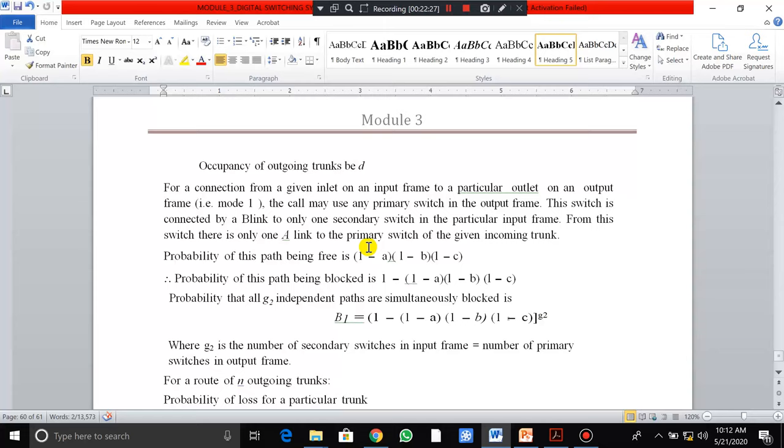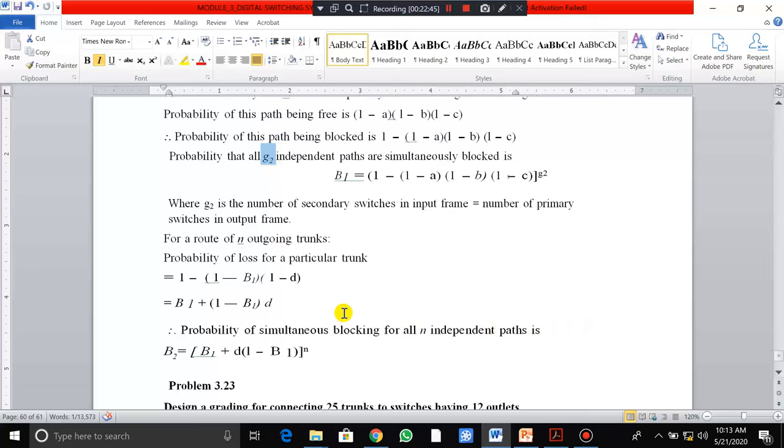Then the probability of the path is 1 minus of a into 1 minus of b into 1 minus c, and the same thing I told for blocking, and this is for G of 2, that is the independent path, that is B1, the whole to the power of G of 2. And we have the probability of loss for a particular trunk. This is the equation. Therefore, the probability of simultaneous blocking of all n incoming paths is given by B of 2 is equal to B1 plus b into 1 minus B of 1, whole to the power of n. Okay.